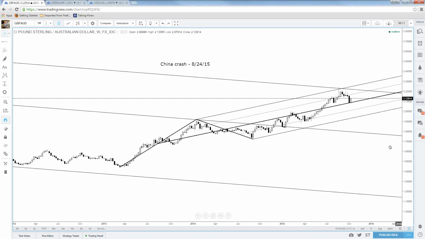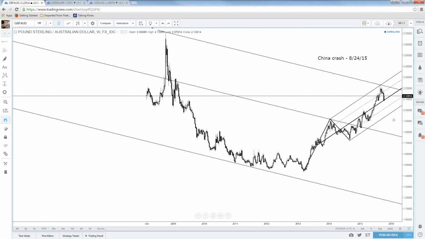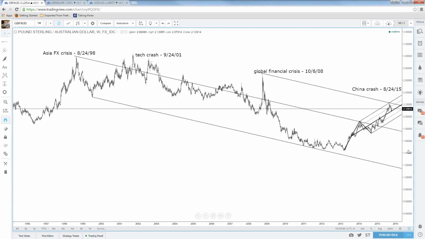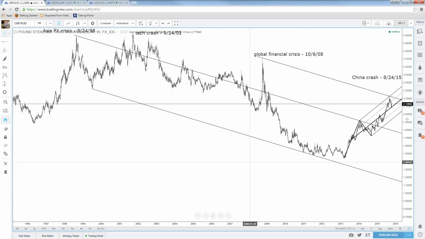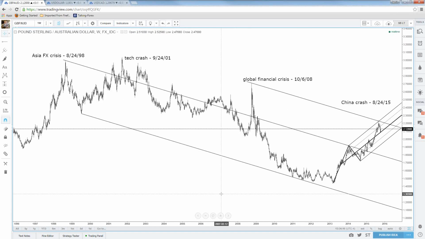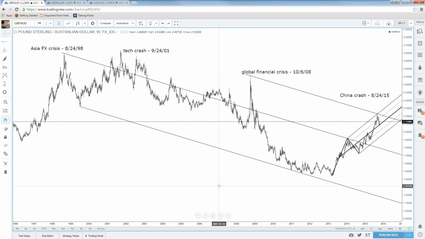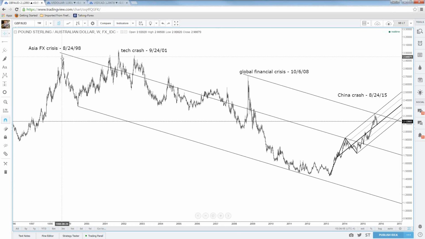But here's something to look at too. This is the ultimate paper versus commodity currency pair, if you will. And this goes way back. Check out when Pound Aussie topped in 1998. It was kind of like the aftershock of the Asia FX crisis. I think it was actually the ruble crisis.